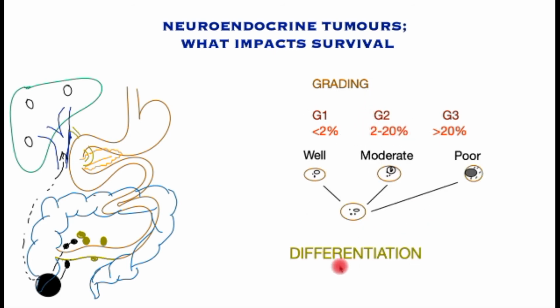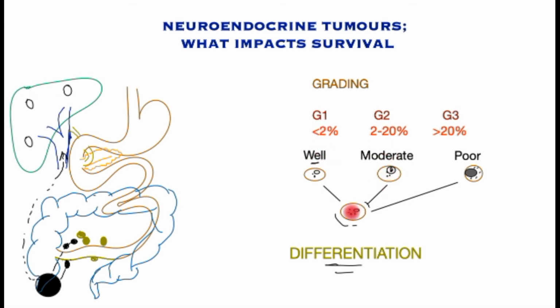The other important parameter is differentiation, and it means that if the normal cells look like this, the tumor cells that are most closely aligned to this in their appearance, as illustrated over here, which is very similar to what the original tumor looks like, this is a well-differentiated tumor, and this corresponds with G1 and a good prognosis tumor.